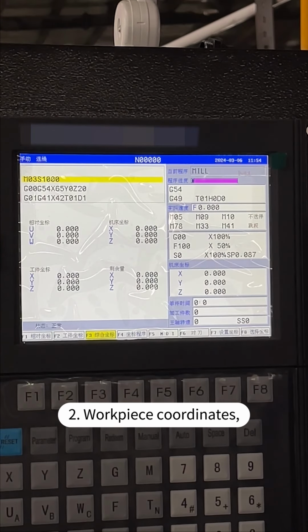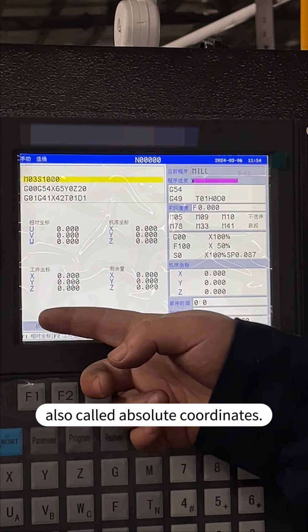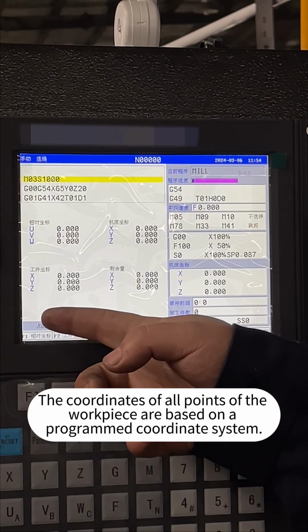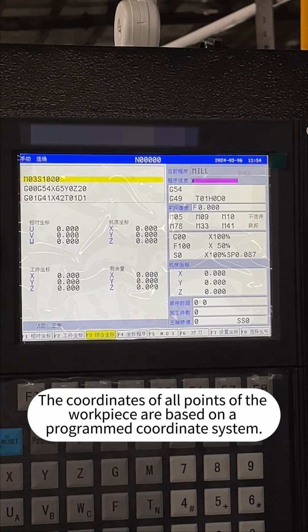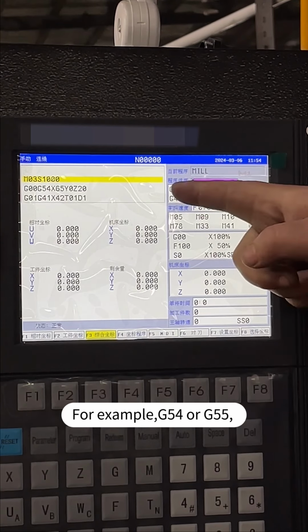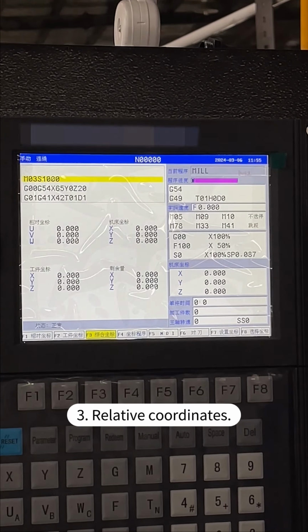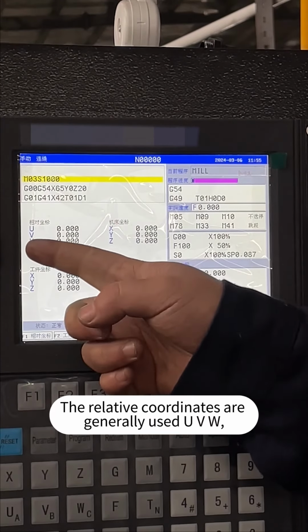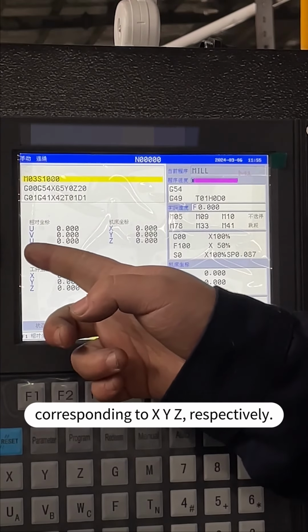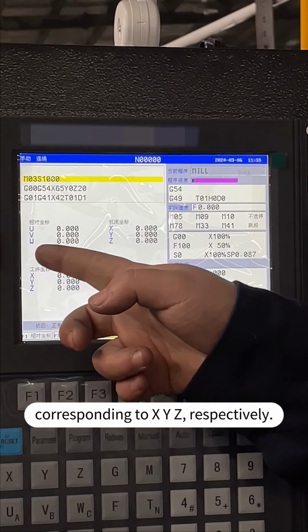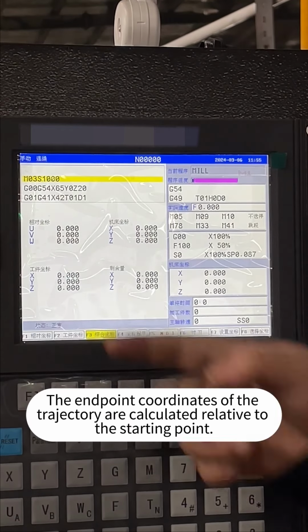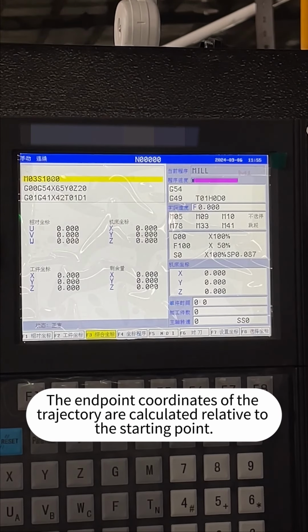2. Workpiece coordinates, also called absolute coordinates. The coordinates of all points of the workpiece are based on a programmed coordinate system, for example G54 or G55, a zero point measurement. 3. Relative coordinates. The relative coordinates are generally U, V, W, corresponding to X, Y, Z respectively. The endpoint coordinates of the trajectory are calculated relative to the starting point.